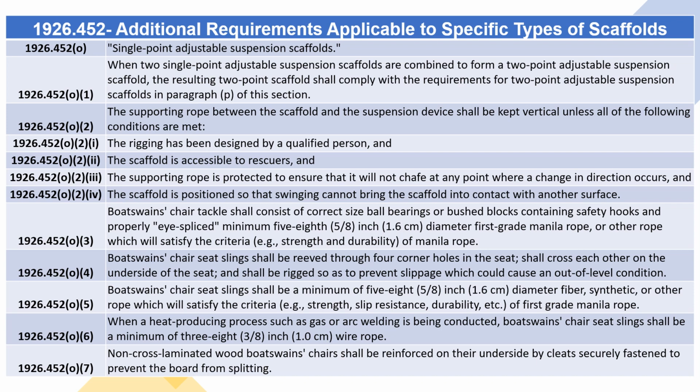1926.452 O4. Bosun's chair seat slings shall be reeved through 4 corner holes in the seat, shall cross each other on the underside of the seat, and shall be rigged so as to prevent slippage which could cause an out-of-level condition. 1926.452 O5. Bosun's chair seat slings shall be a minimum of 5/8 inch (1.6 centimeters) diameter fiber, synthetic, or other rope which will satisfy the criteria, e.g., strength, slip resistance, durability, etc., of first-grade manila rope.